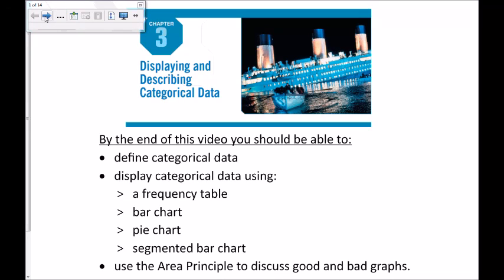This video is about Chapter 3, and by the end of this video, you should be able to define categorical data and display categorical data using a frequency table, a bar chart, a pie chart, a segmented bar chart, and a few others. You should also be able to use the area principle to discuss good and bad graphs.